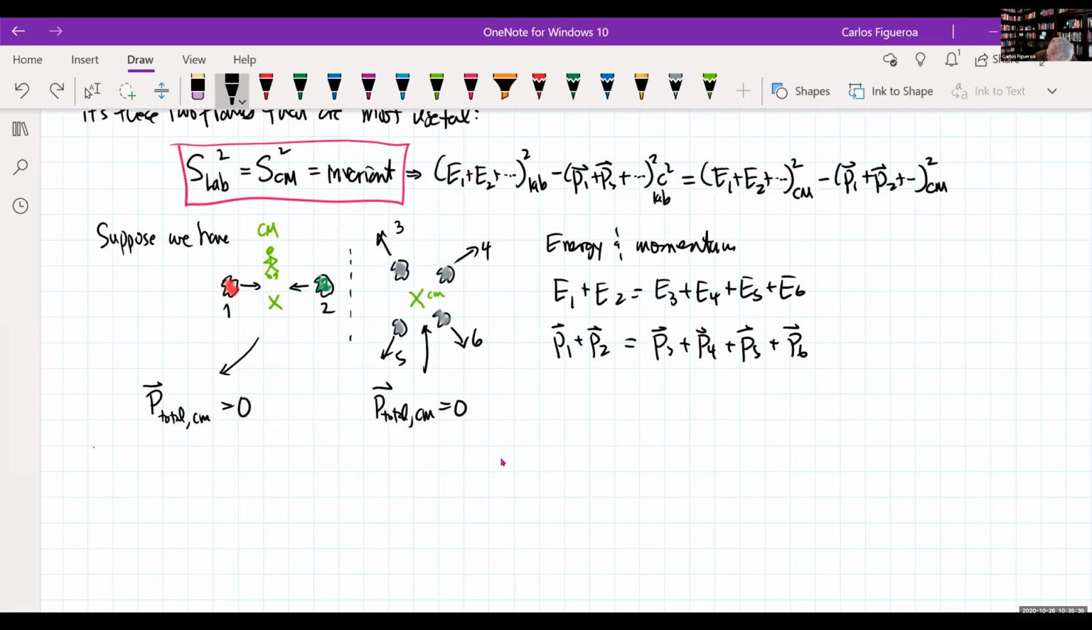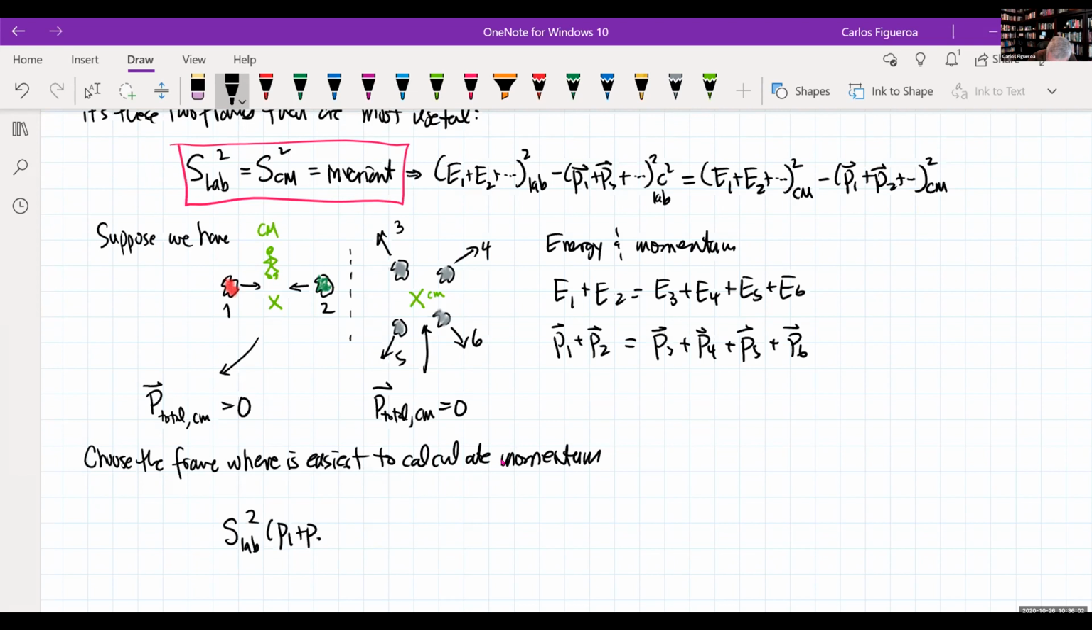The way we do it is that we choose the frame where it's easiest to calculate momentums. So in this picture right here, in the lab frame, we picked P1 plus P2.